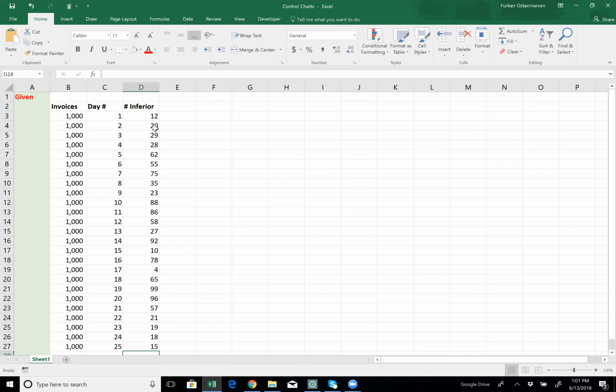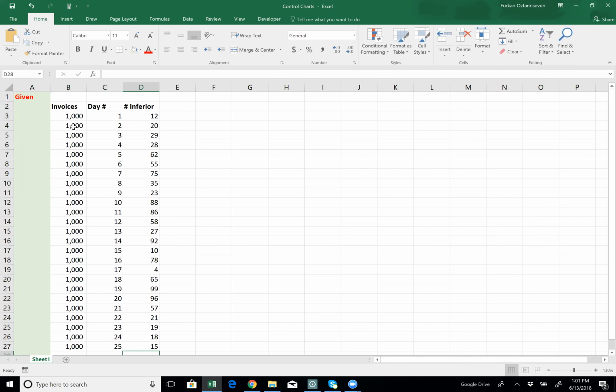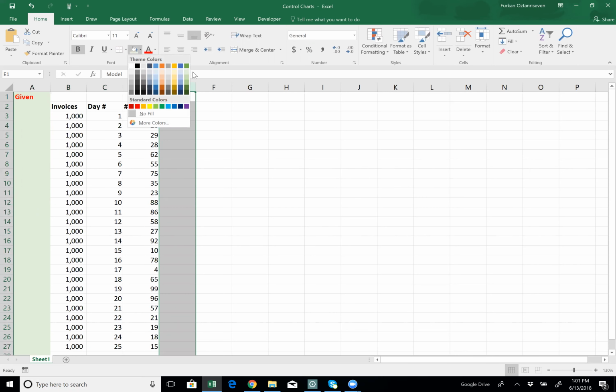Okay, so these are number of inferior products. These are my days and invoices. Every time I have 1,000 invoices that I control, and these are number of inferiors. All right, once we have this good information, now we can build our model. And this model is, again, as we talked about, is called control chart for attributes.